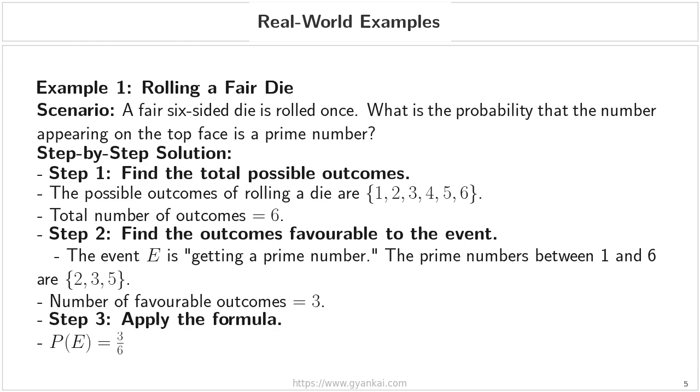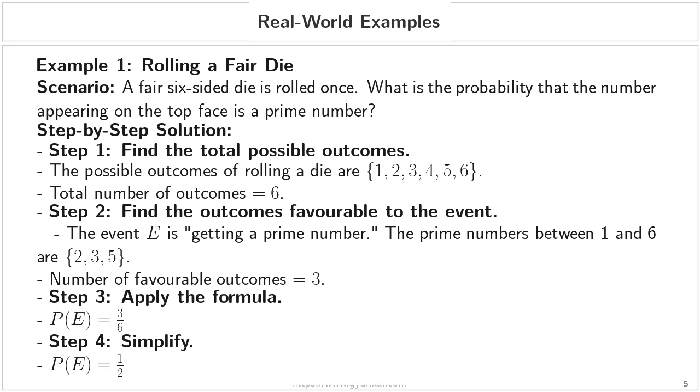Now for step 3, we apply the formal formula we learned earlier. We take the number of favorable outcomes and divide it by the total number of possible outcomes. This gives us the probability of E, which is 3 over 6. Finally, step 4, we must always simplify our result. Since 3 is exactly half of 6, we can reduce the fraction 3 over 6 down to 1 over 2. So the final probability of rolling a prime number is 1/2.